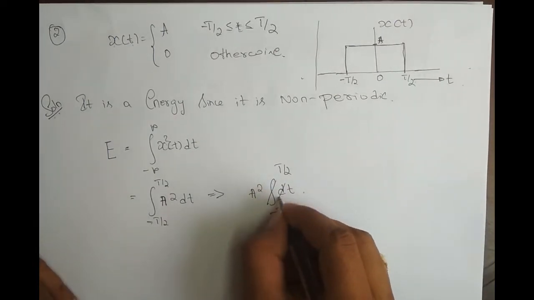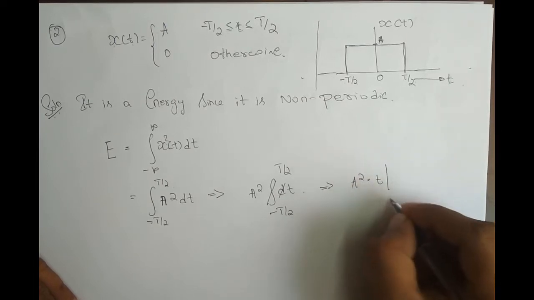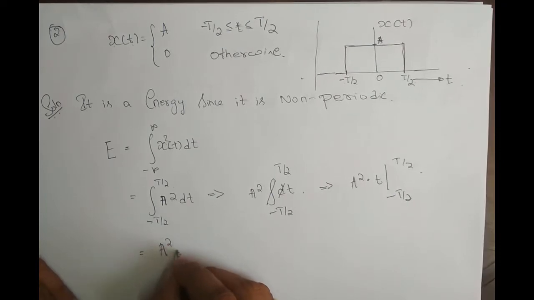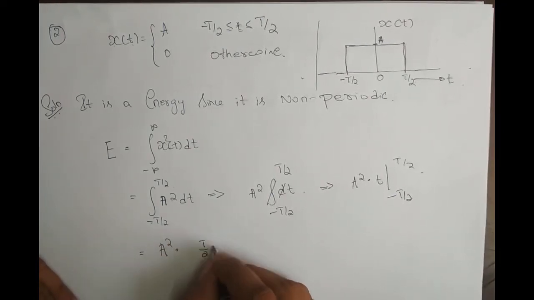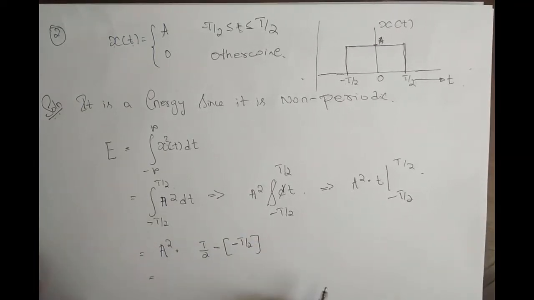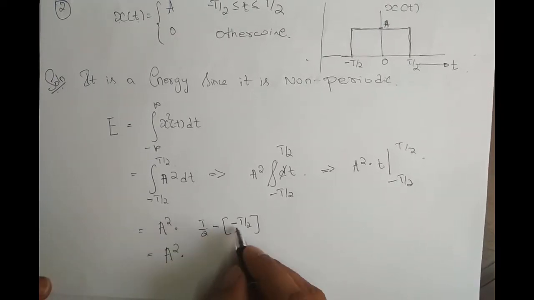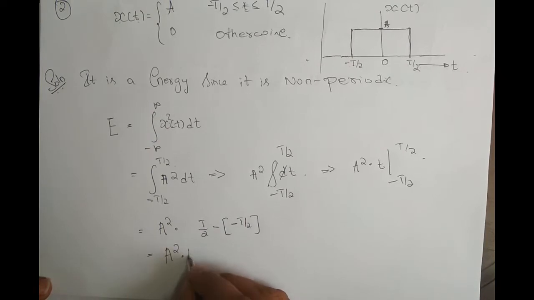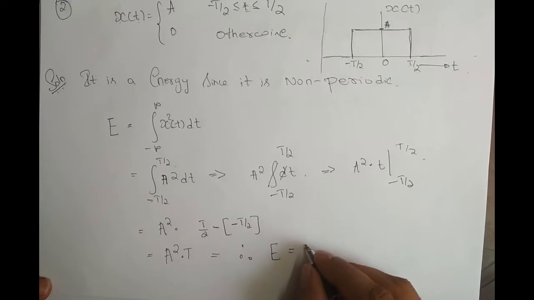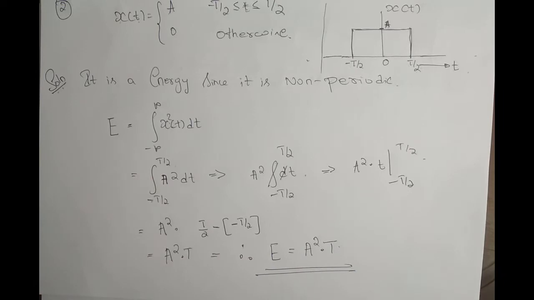So integration, differentiation cancels out. I end up with a square into t with a limit of minus T by 2 to T by 2, right? And this is equal to a square into upper limit T by 2 minus lower limit minus T by 2. So this is equal to a square into T by 2 minus minus, plus T by 2. So 2 times T by 2, which is T. So therefore the energy of this signal is equal to a square times the period capital T.